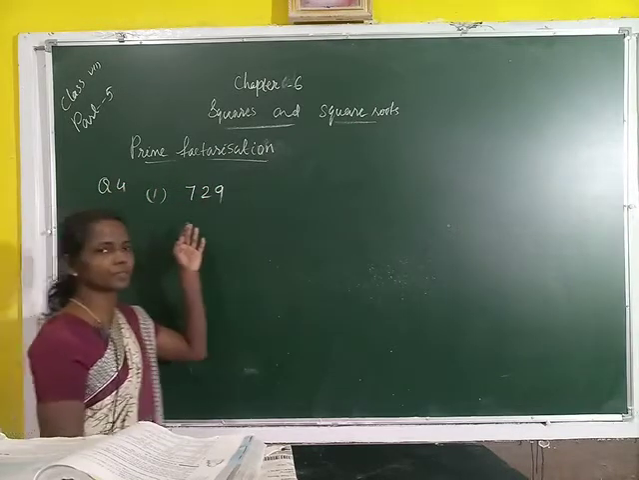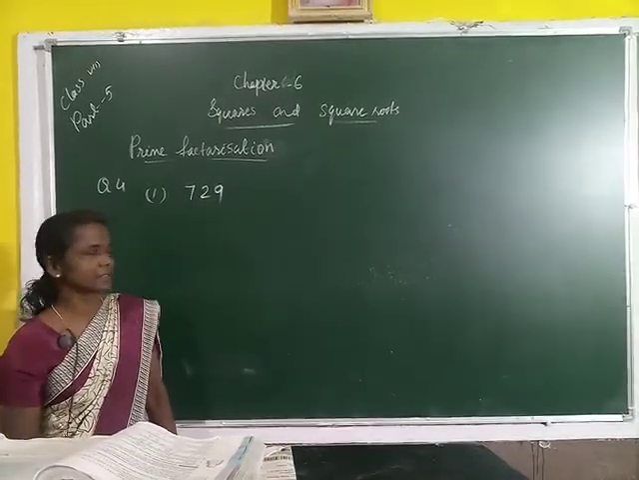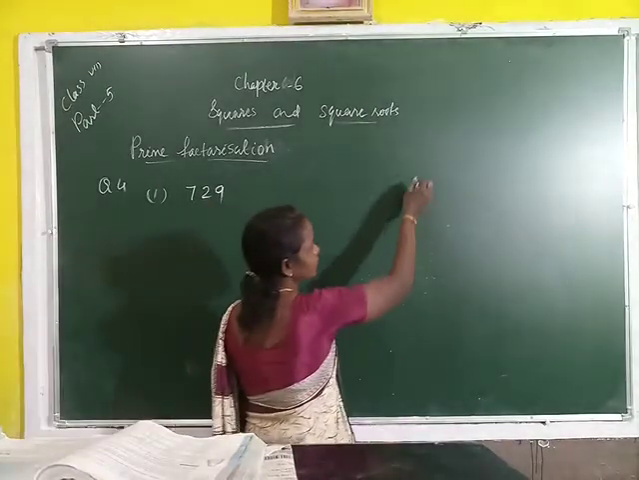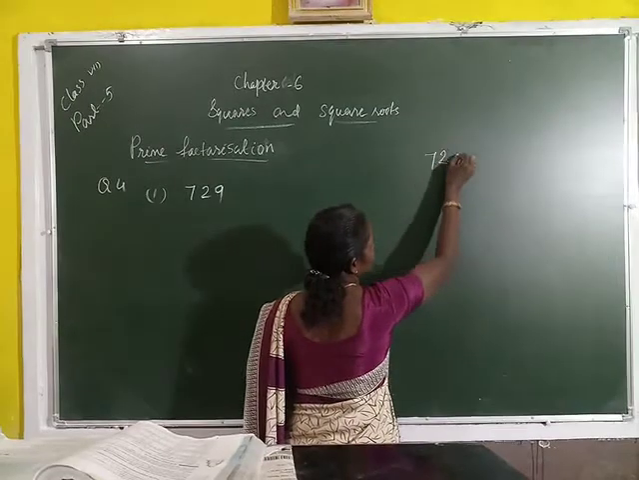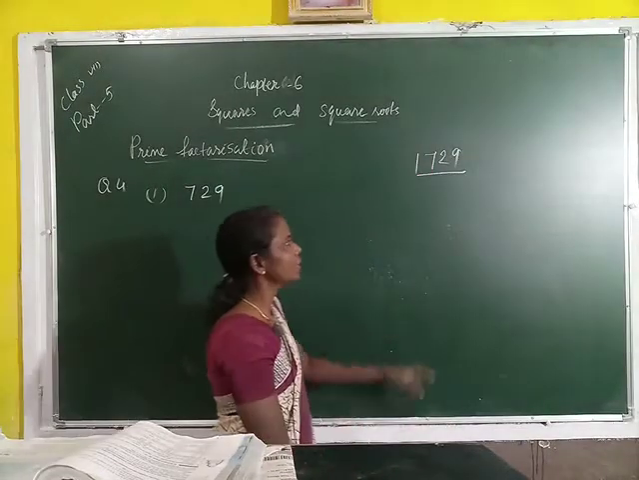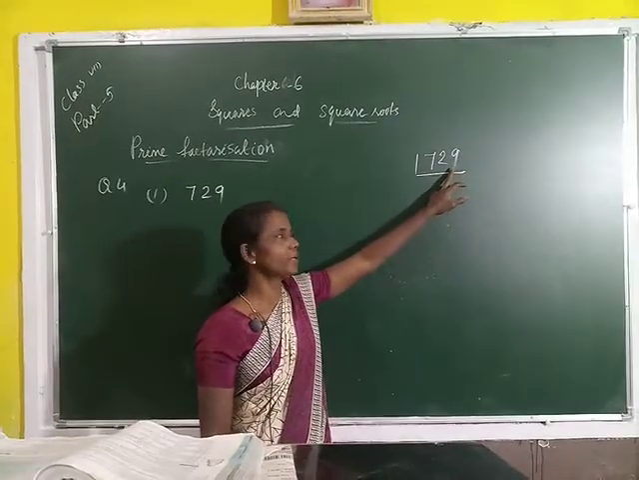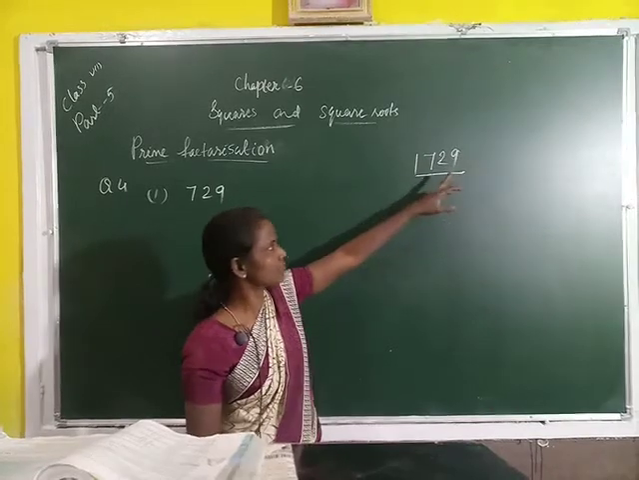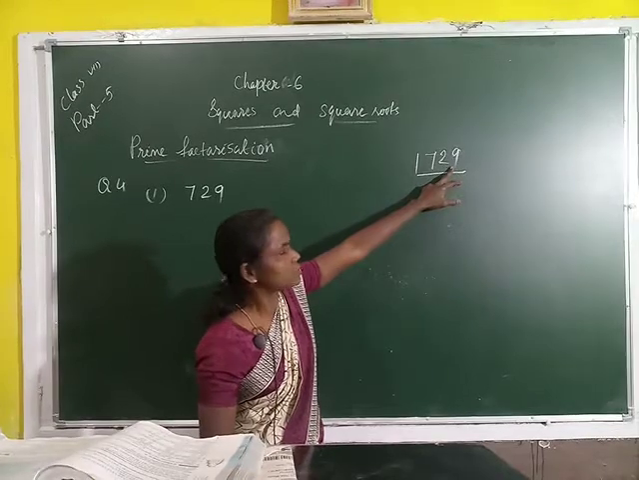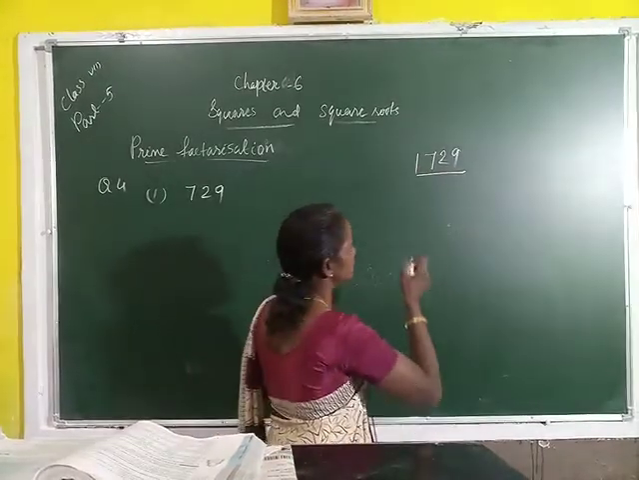729. Find its square root by the prime factorization method. Here the given number is divided by prime numbers. 729: this number is divided by the smallest prime number. Look, 729 is an odd number, not an even number. Therefore, this number is not divided by 2. Then take the next number, which is 3.